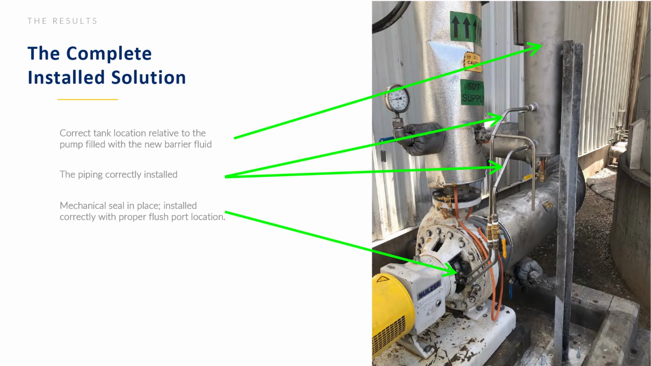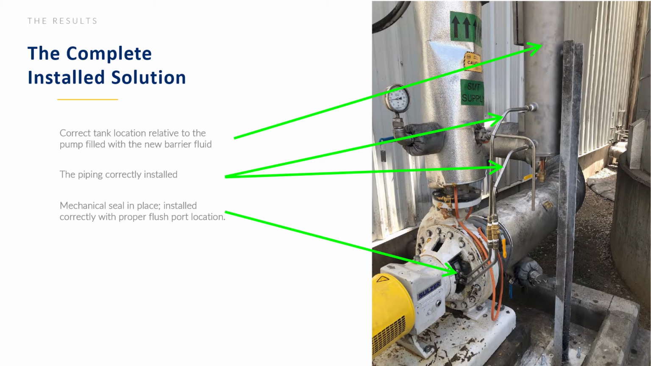So here's one example of one that we set up on this pump. You can see by the arrows there the correct tank relative to the pump, filled with the new barrier fluid that we put in. In this case, the pump, viewed from the motor end, is rotating clockwise. So we put our seal connections on the 3 o'clock position, or on the right side there, as you see. We want to go in from the bottom of the seal pot where the fluid is the coolest to siphon into the seal at the bottom of the mechanical seal.